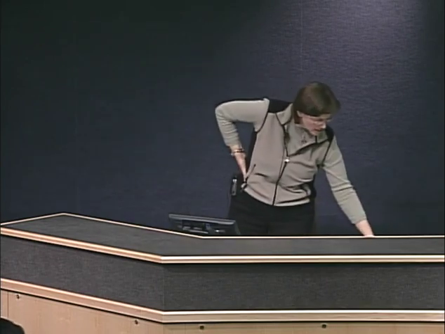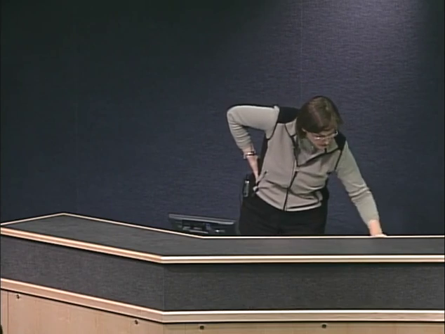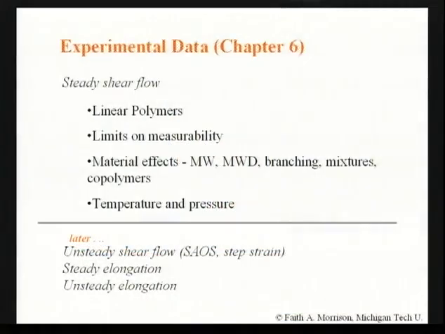So what I'm going to do is, on a sheet of paper here, we're going to summarize as we go along. I'm going to describe a lot of things, but I'm going to summarize the things that I really think you should take away as the take-home message from this discussion. So this is the outline of what we're going to cover.